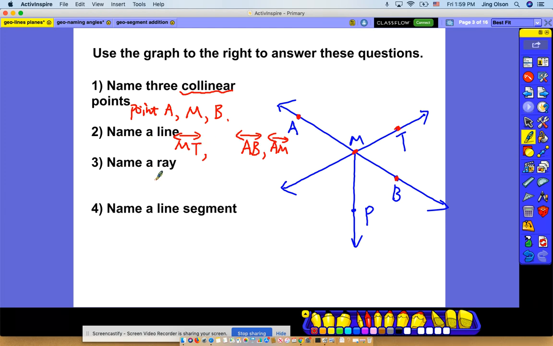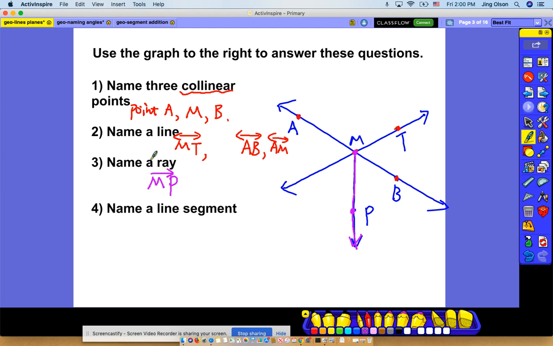Name a ray. So there's a ray. The ray has one endpoint and then goes down, right? So this one is a ray. This purple thing is a ray. So I'm gonna name this ray. So there is one endpoint, start with M, goes towards P. So MP, ray MP. A ray has one arrow.